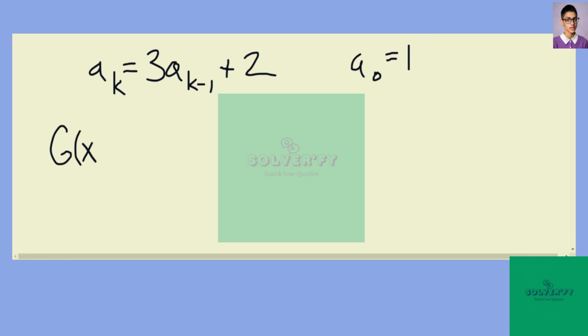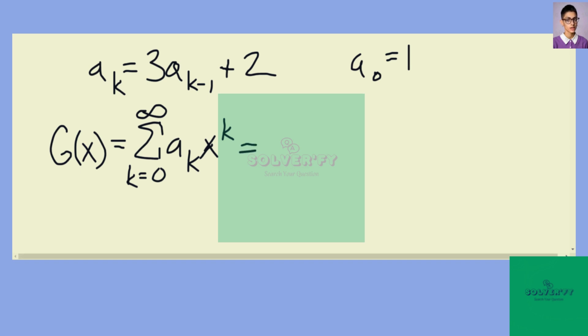To use generating functions, suppose that g(x) is the generating function for the sequence a_k. This means that g(x) is going to be equal to the sum from k equals 0 to infinity of a_k x^k. Well, in this case, we have that this is equal to a_0 plus the sum from k equals 1 to infinity of a_k x^k.